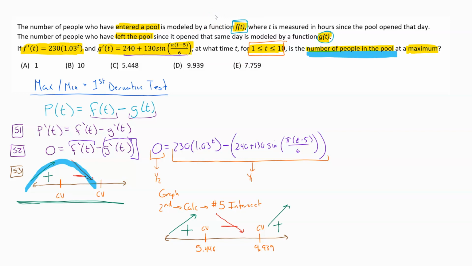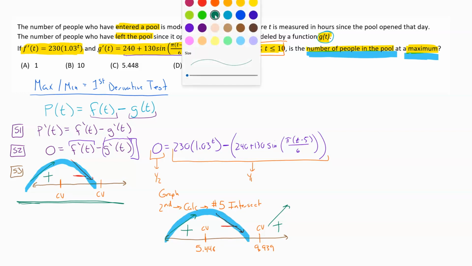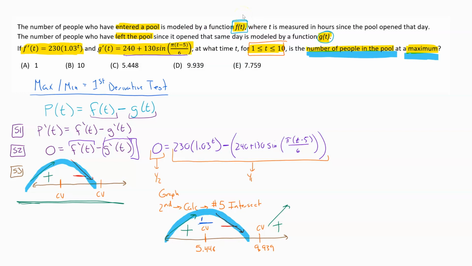So now I can read off where my maxes and mins are occurring. I'm looking specifically for the maximum. So I look at mine and I say, oh, this goes positive into negative. That tells me that at that critical value right there, I have a max. So the max of this original equation of how many people are in the pool would be happening at this value here, 5.448.